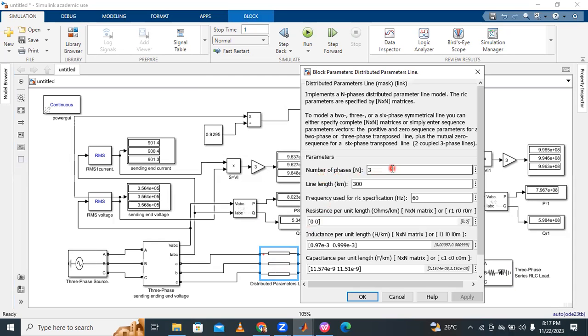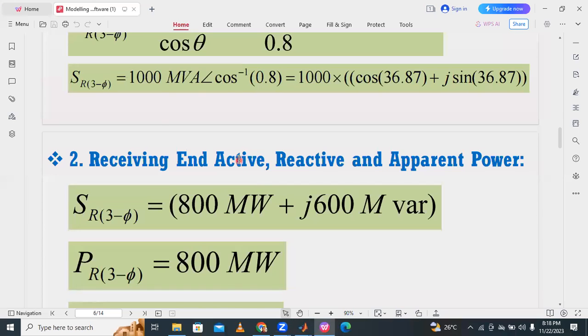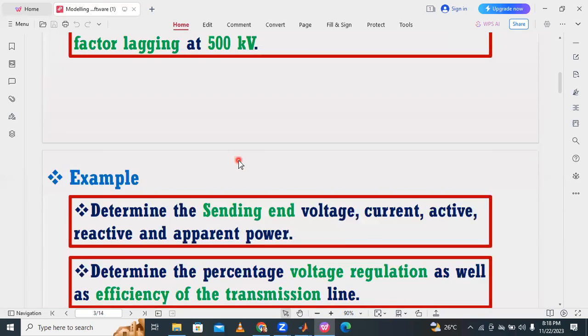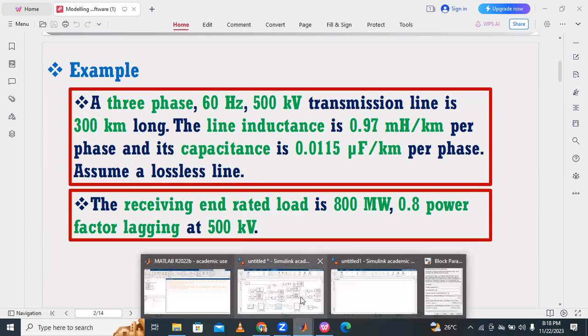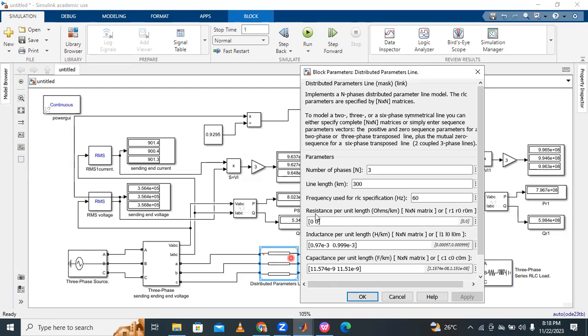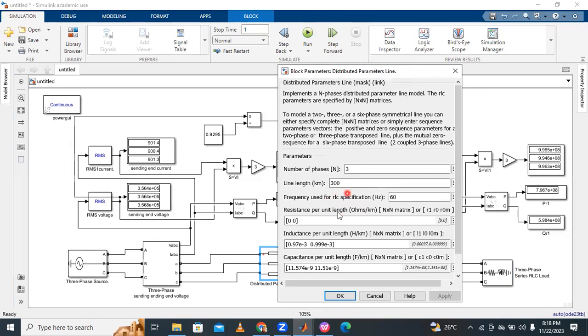Here the number of phases is 3, and the length of the transmission line is 300 kilometers. A long transmission line is given as 300 kilometers, so enter 300 here in the distributed parameters line. Then the frequency in the RLC specification, the operating frequency, is 60 Hz.